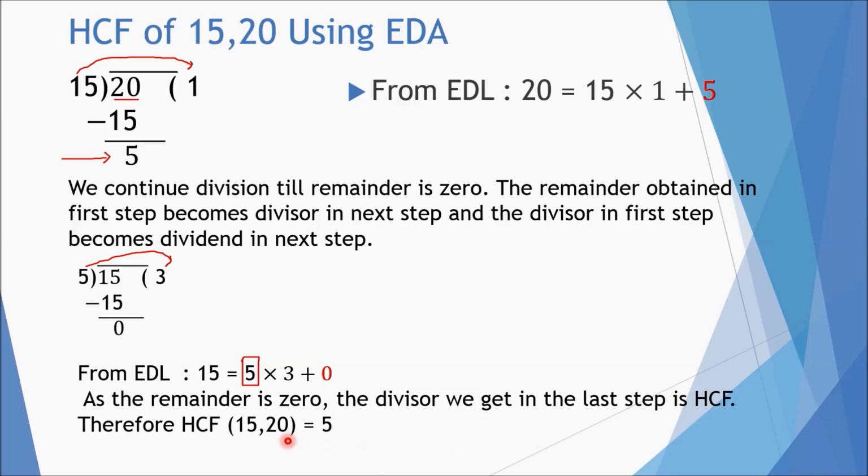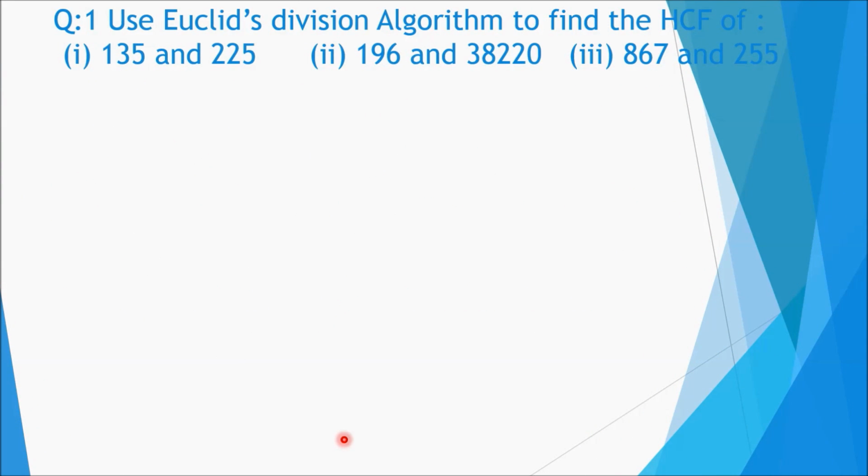Therefore, HCF of 15 and 20 will be equal to 5. So it is very easy actually. Now we will discuss questions which are given in exercise 1.1.